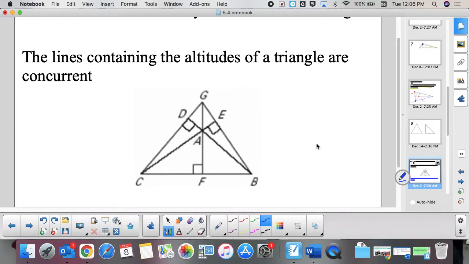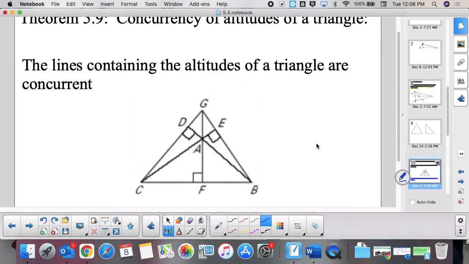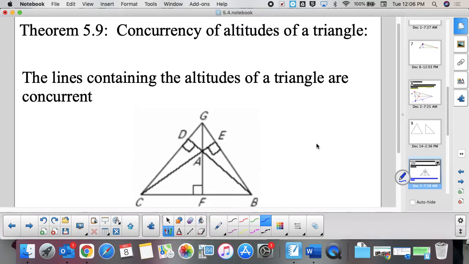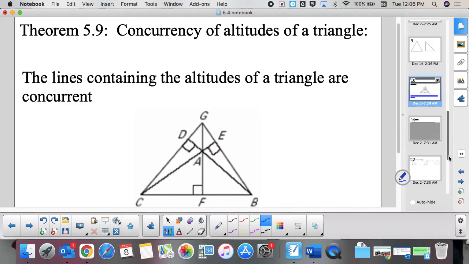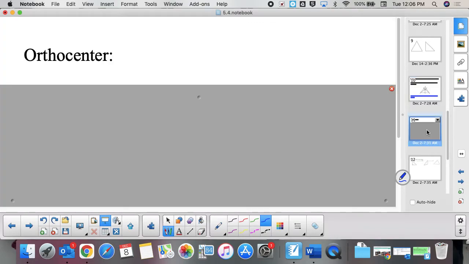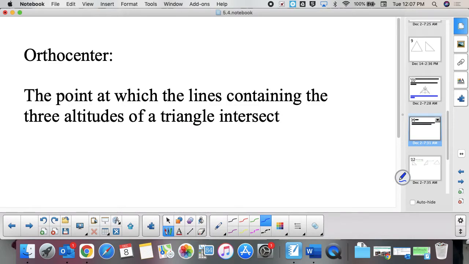The lines containing the altitudes of a triangle are concurrent. That's it. There's no property to it. There's nothing unique about it. It's just that they happen to all meet at one place. So our last example here then, they also have a name. That point of concurrency is known as your orthocenter: the point at which the lines containing the three altitudes of a triangle intersect.